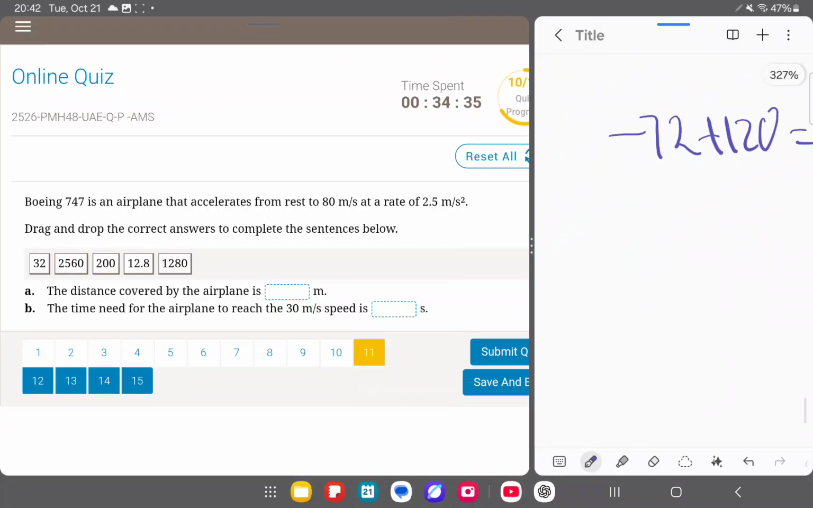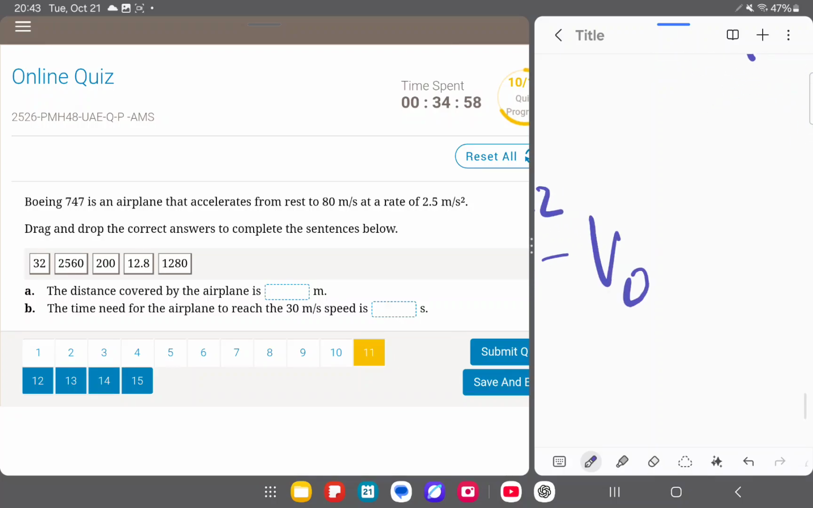So distance covered. Okay, we have a Boeing 747, an airplane that accelerates from rest to 80 meters per second at a rate of 2.5 meters per second squared. So we have acceleration, we have velocity, but we do not have time. When we don't have time, we have to use the time-independent formula: V squared minus V0 squared is equal to 2a delta x.